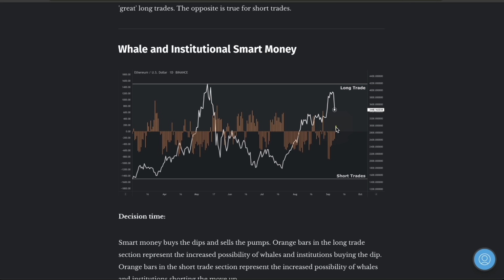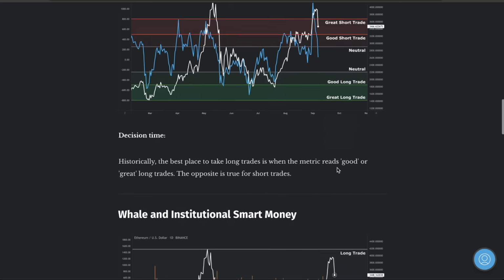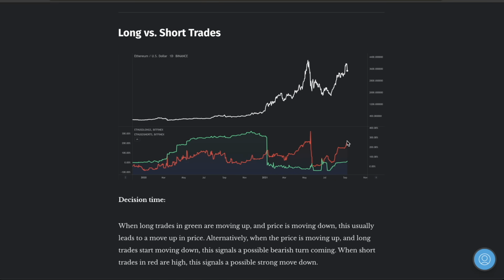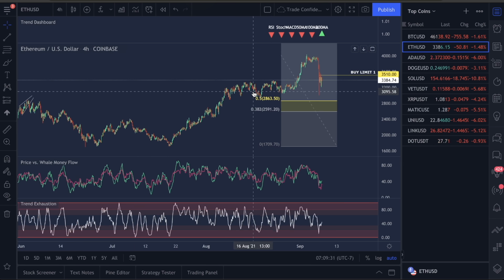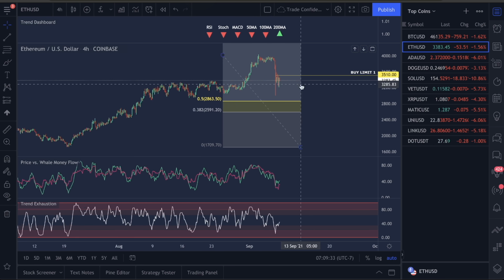If we can actually start printing bars to the top side up here, very strong bullish sign that we could be heading back up. If short trades drop out of the market here, long trades increase, bullish sign, we could be heading back up. But what I want to talk to you guys about right now is what's happening here.